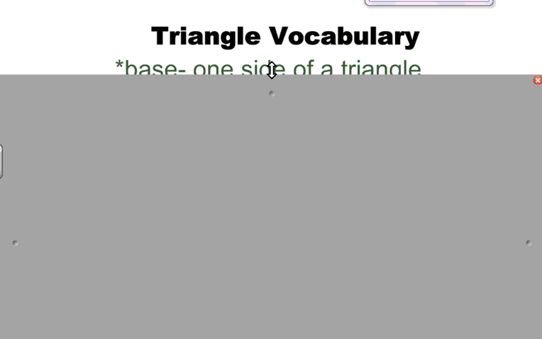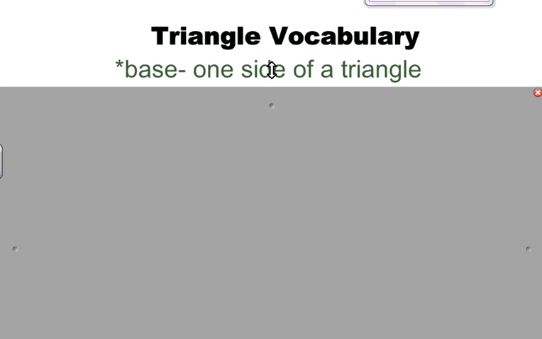Today's lesson will be a review lesson of some skills that you learned last year in 6th grade relating to triangles and other shapes and their perimeter and area. So you'll notice on your note page that you have some vocabulary words first.